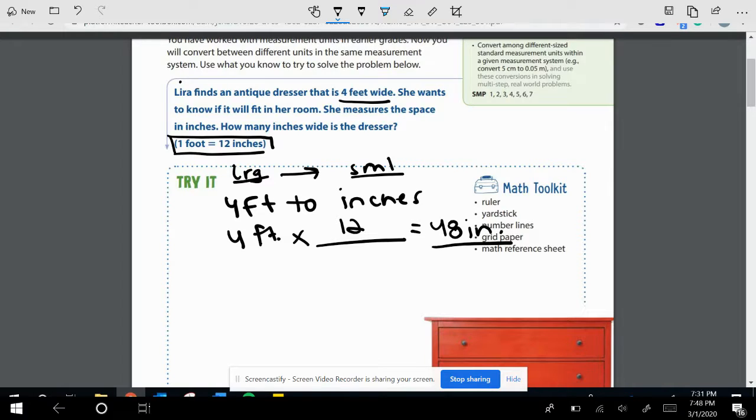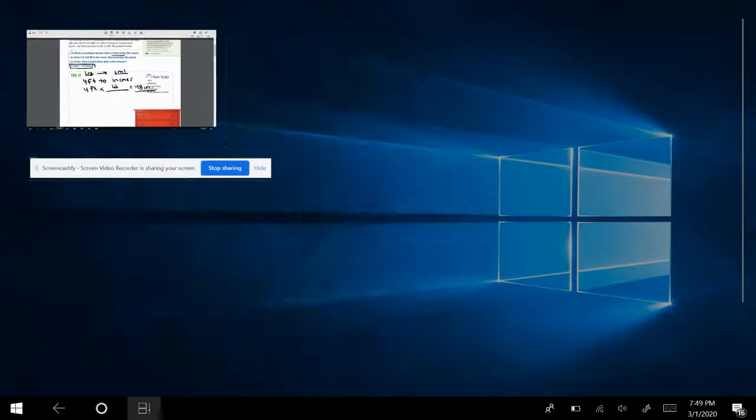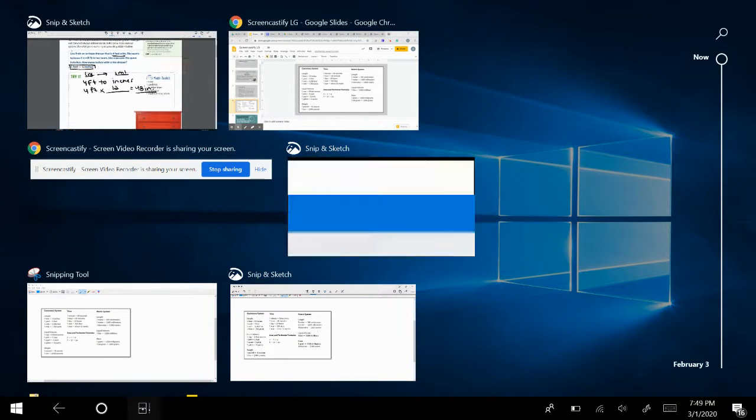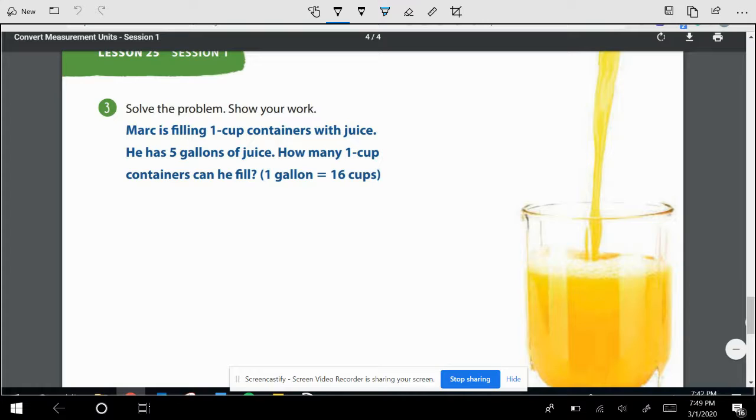Now again, pause at any time if you need to catch up or if you need to go back. Feel free to do so. All right, on to the next problem. Okay, so here's another one. This is in your math book in the first session. Mark is filling 1 cup containers with juice. He has 5 gallons of juice. How many 1 cup containers can he fill? Again, it tells you 1 gallon equals 16 cups.